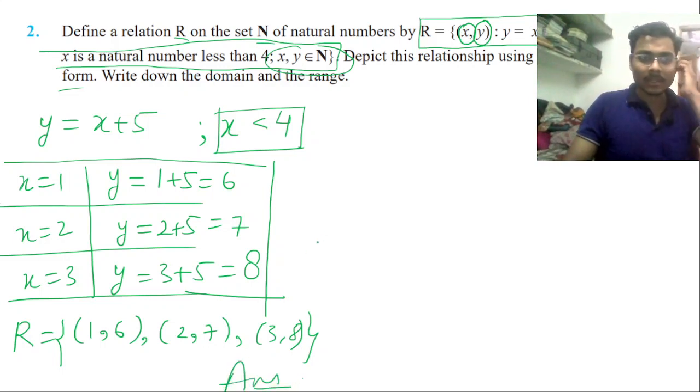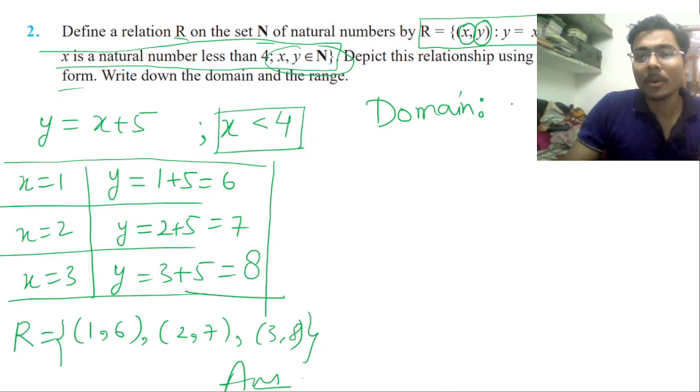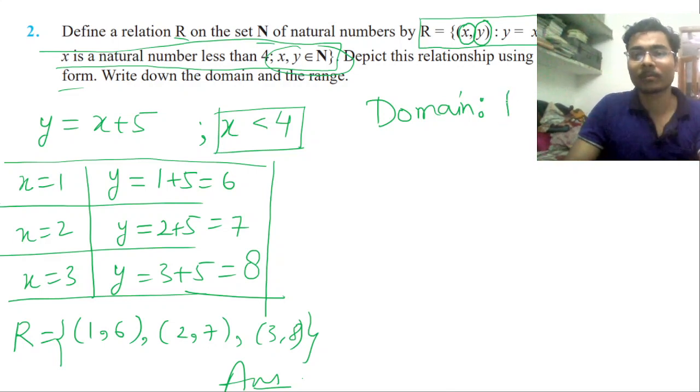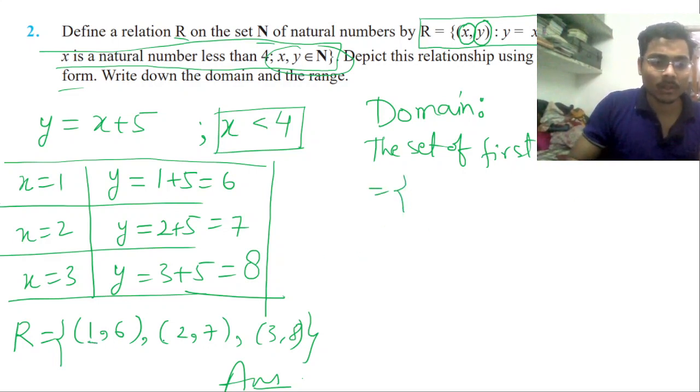And after this, write down the domain and range. So domain, let me define it once again: the set of first elements in relation R. So what is the set of first elements? The set of first elements is 1, 2 and 3. So we will have 1, 2 and 3.